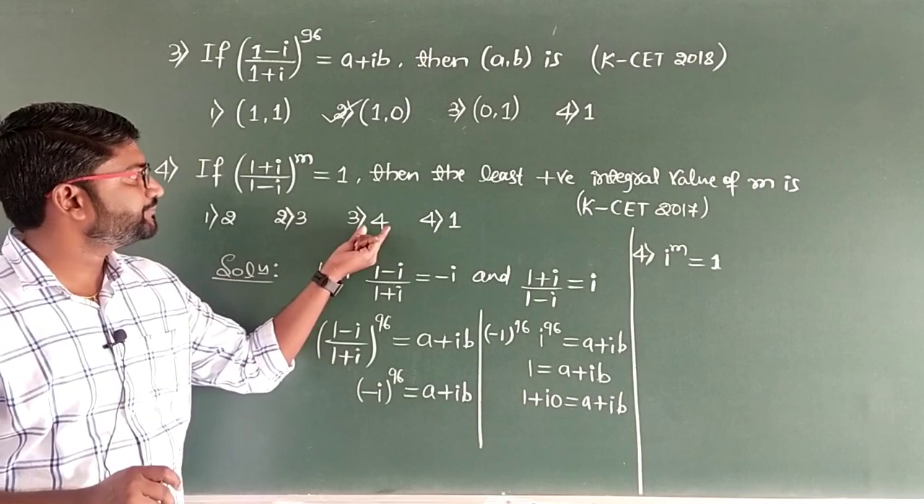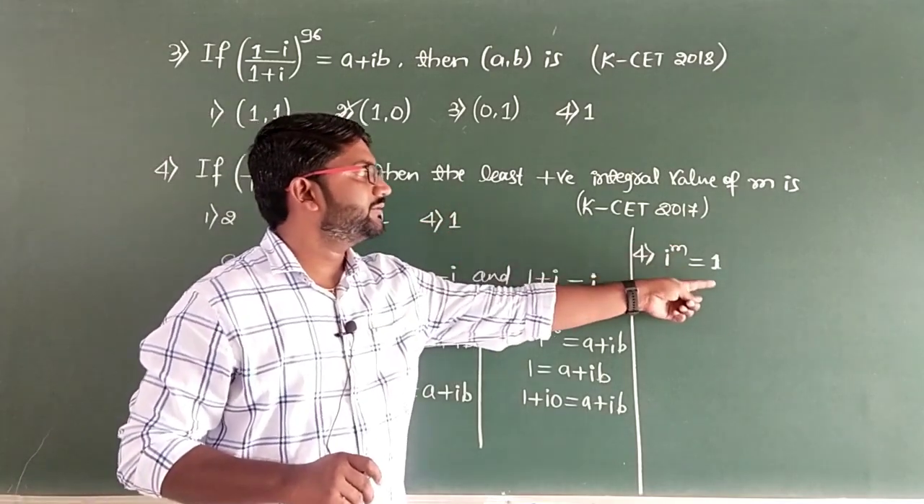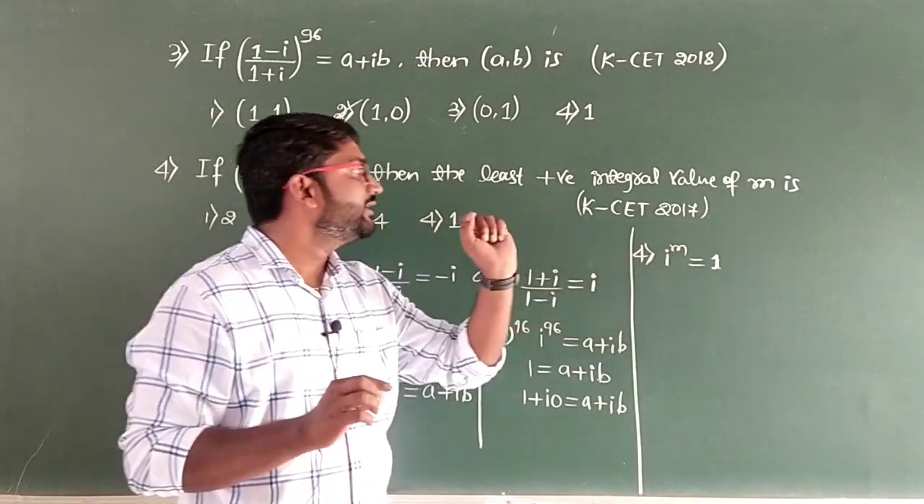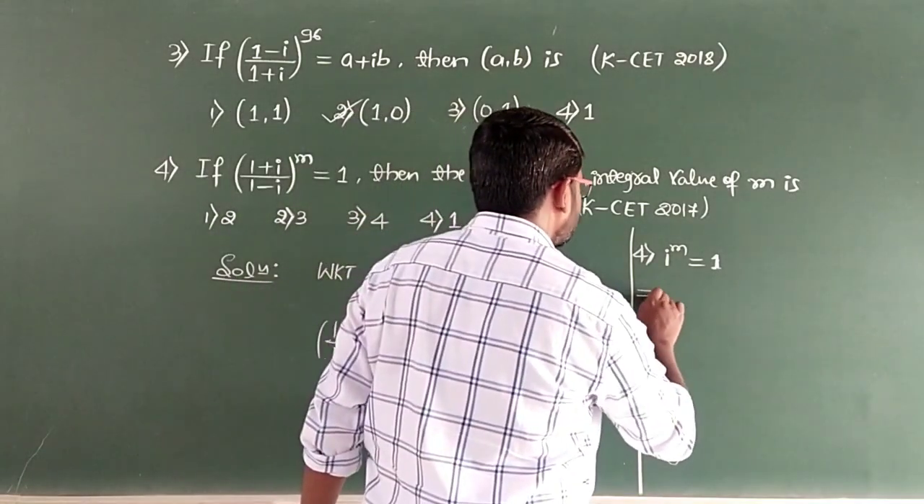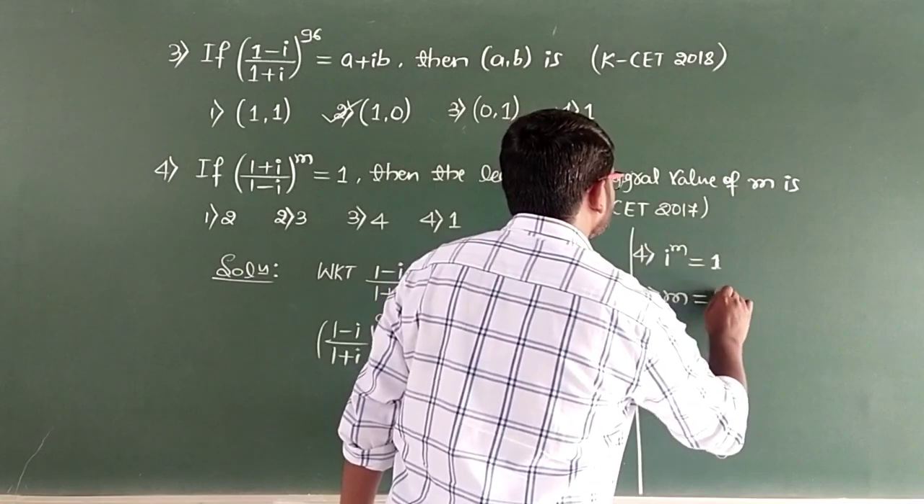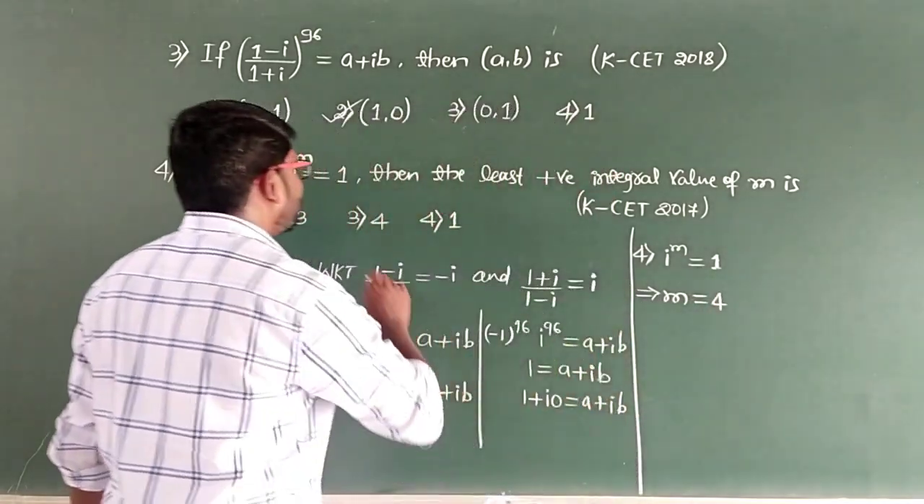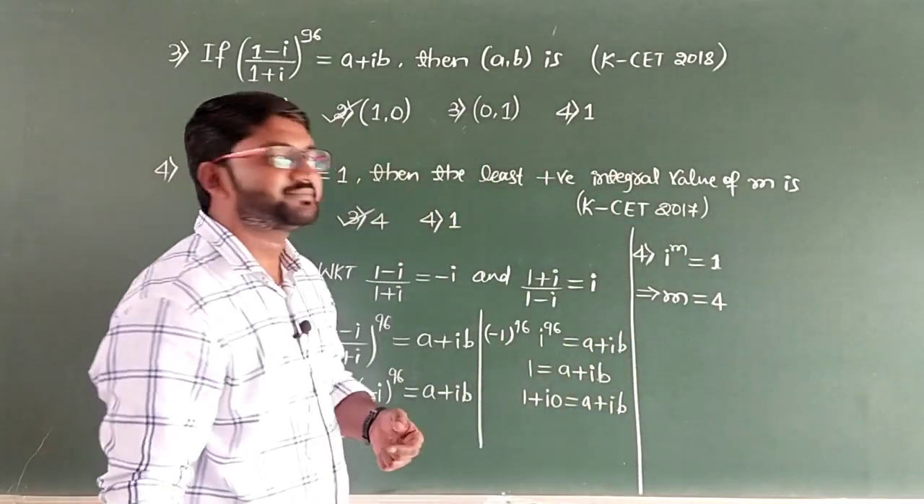Take option 3 now. i raised to 4 is equal to 1. That means the least integral value of m is 4. This implies m is equal to 4. Therefore option 3 is the correct answer.